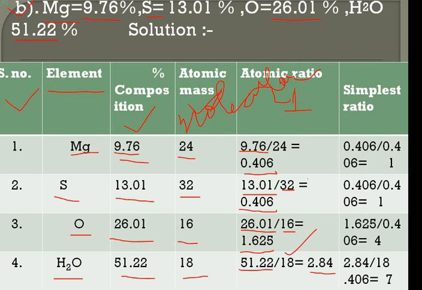Now among all these atomic ratios, you need to find the smallest value. The smallest value is 0.406, because we have 4 values. The first one is 0.406, the second one is also 0.406, the third one is 1.625, and the fourth one is 2.84, right? So 0.406 is the smallest one. Now divide all the values by this. So the simplest ratio we get here is 0.406 divided by 0.406, the value will be 1. Again 0.406 divided by 0.406, again the value will be 1.